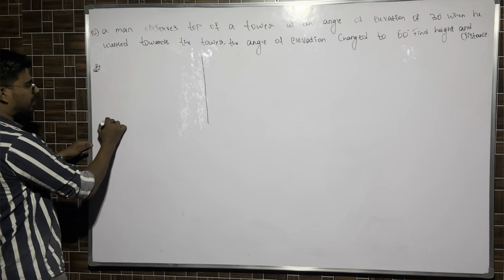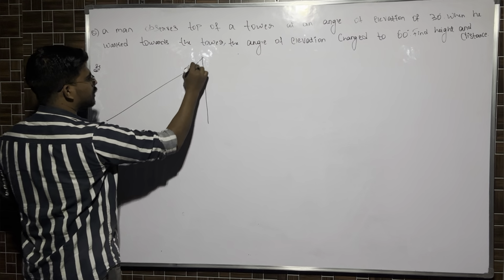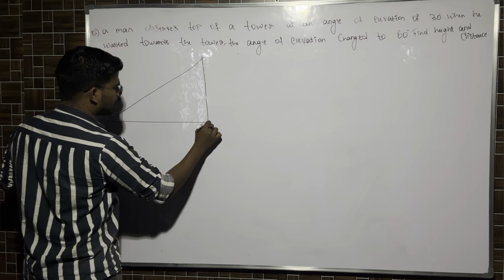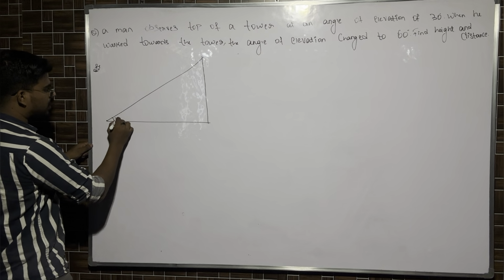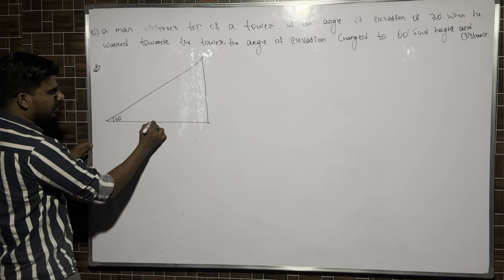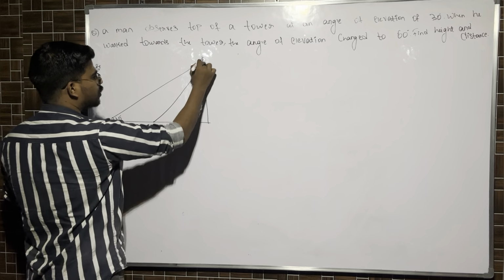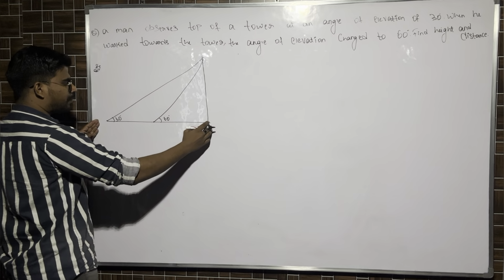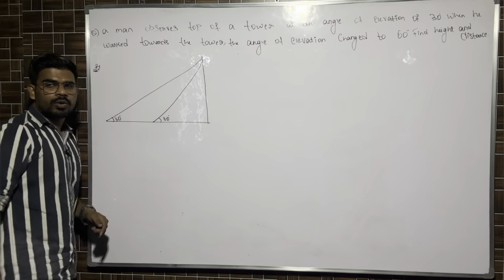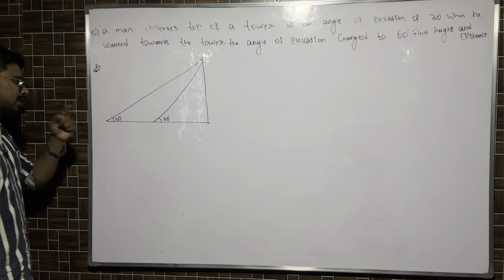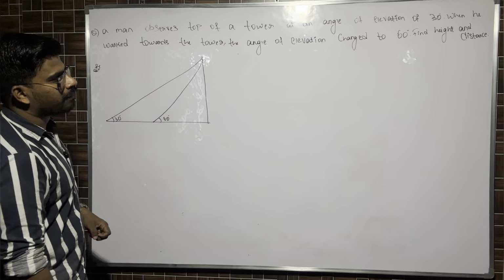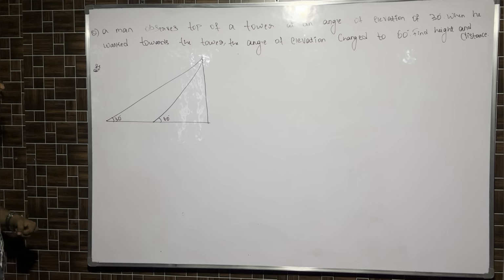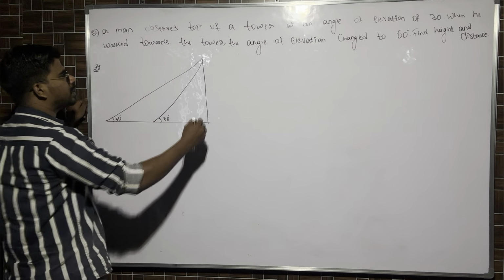So from a certain point, the man observed the angle was 30 degree, and he walked towards the tower, and the angle of elevation changed to 60 degree. From 30 to 60, I already told you, more the distance, lesser the angle, lesser the distance, more the angle. So with that perspective, 30 and 60, we have to find the height and distance he walked towards the temple.